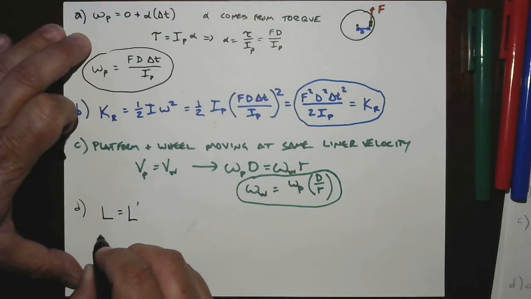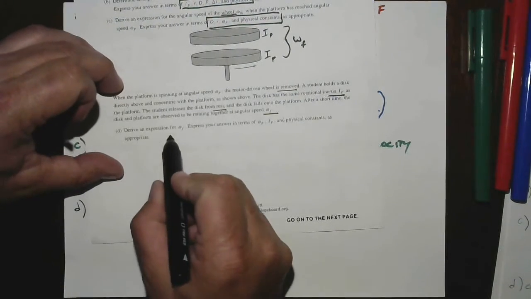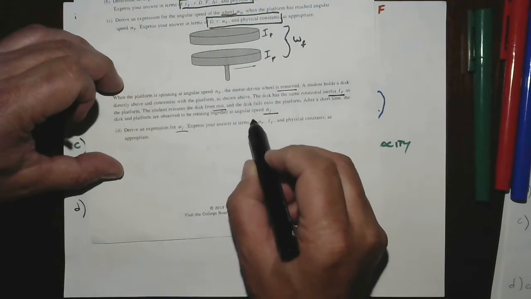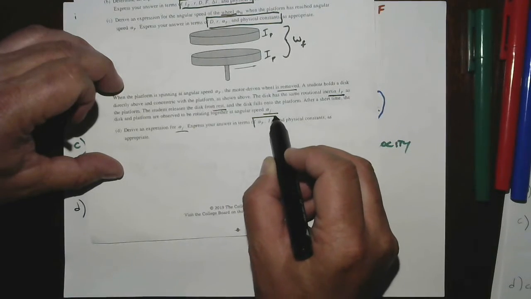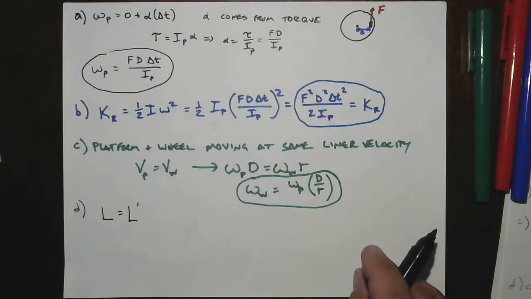By the way, I didn't really draw your attention to the question. It says, derive an expression for omega f. Express your answers in terms of omega p, I, and physical constants as appropriate. So they really are saying don't plug your stuff in. Let's just see what we can do here.